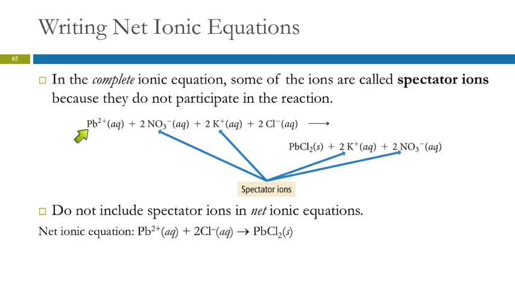So it's the lead ion and the chloride ions that got into a reaction, and so they are together. Those are the things that changed. Everything else is just watching. So we don't include the spectator ions in the net ionic equations, so we can just cross them off. There's 2 nitrates on each side and 2 potassiums on each side. The net ionic equation, we just write down what's left. Any questions?